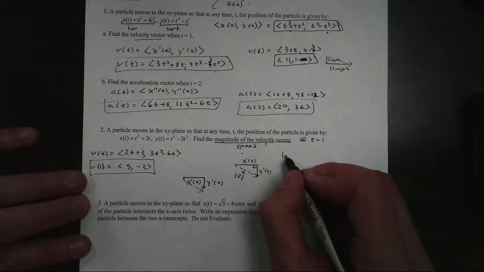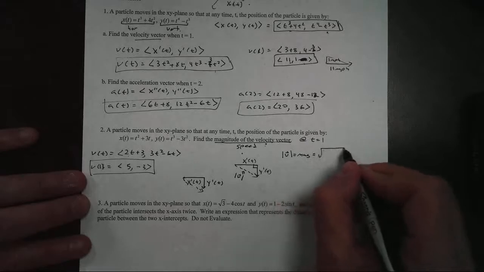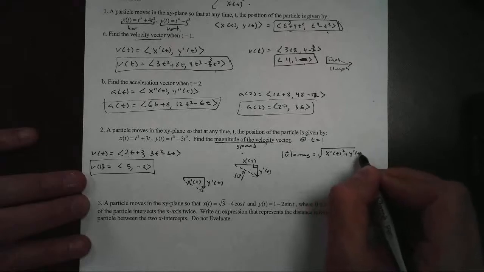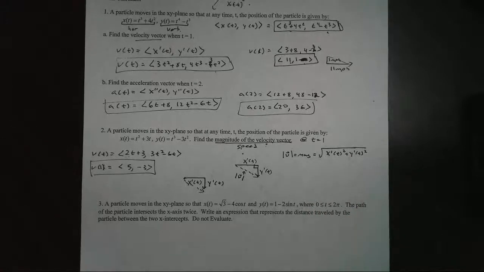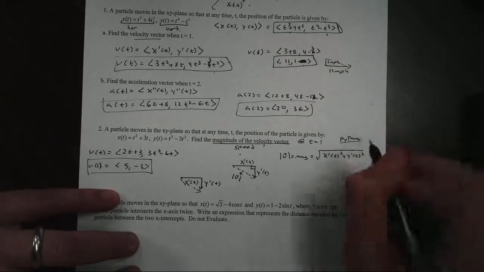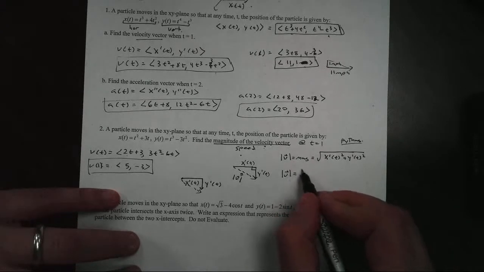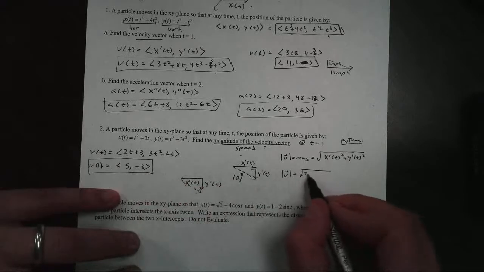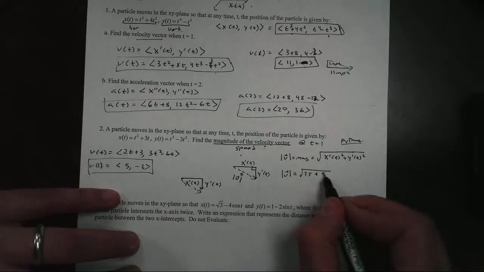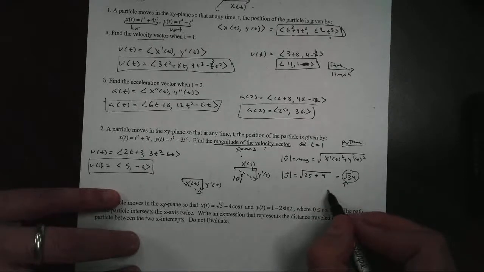So we say that the magnitude of the vector is just the square root of x prime of t squared plus y prime of t squared. It comes from the Pythagorean theorem. That Pythagoras, he knew a lot. So to get the magnitude, all I have to do is 5 squared, which is 25, plus negative 3 squared, which is 9, and I get the square root of 34. So this is the magnitude, or sometimes called the speed of the particle.